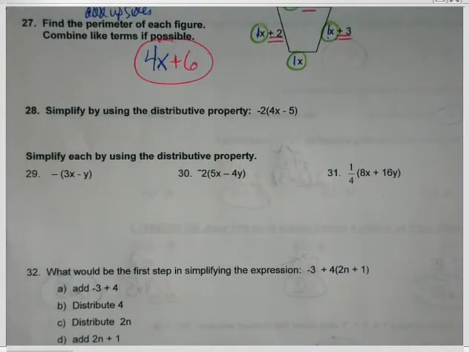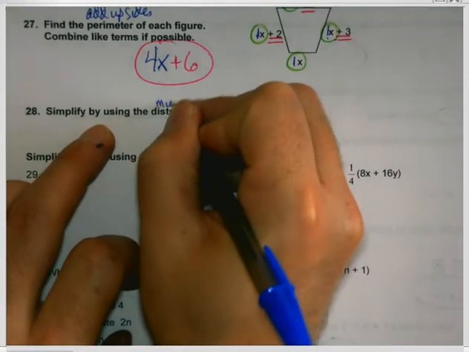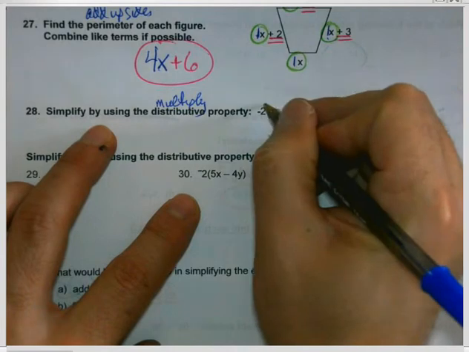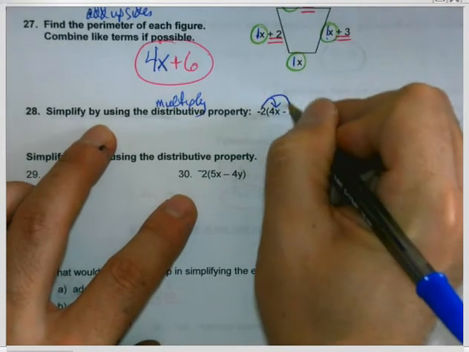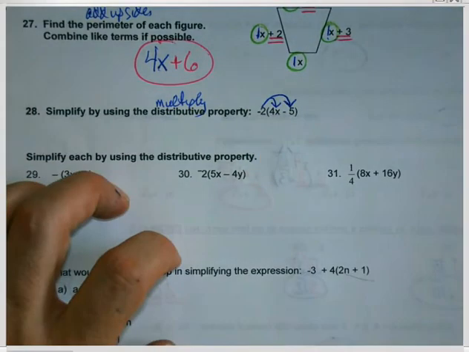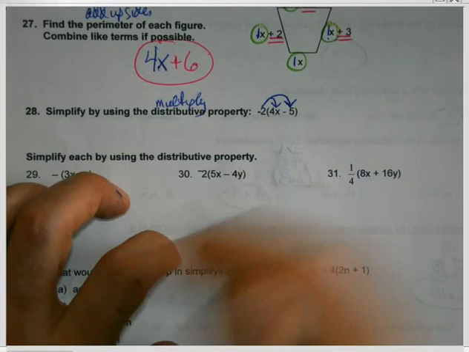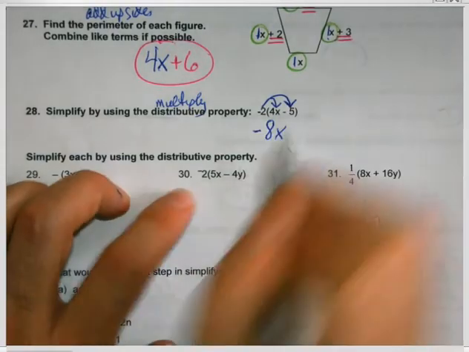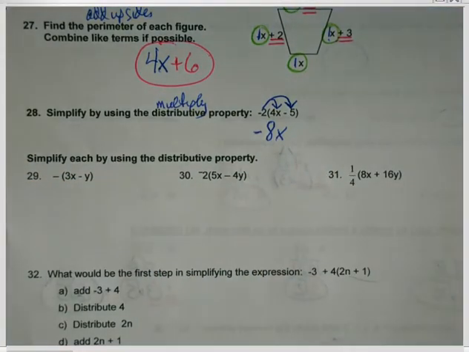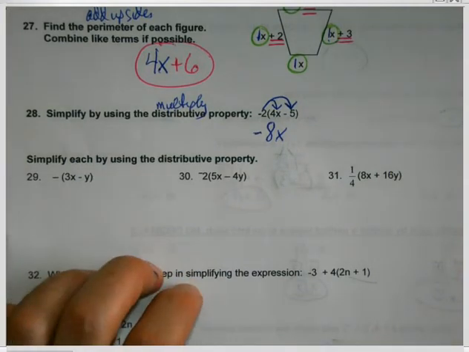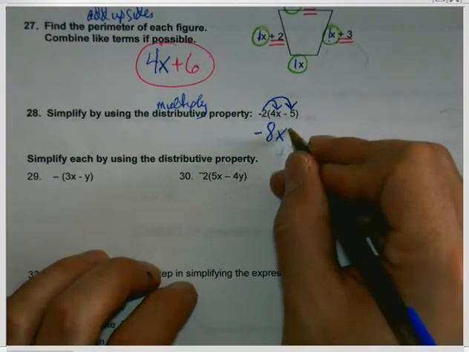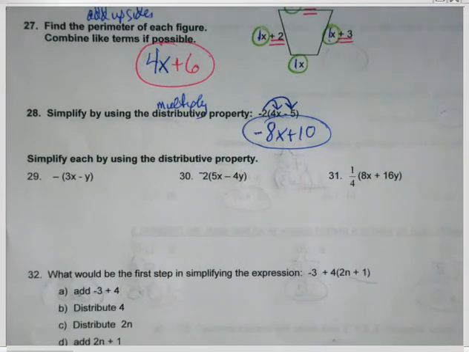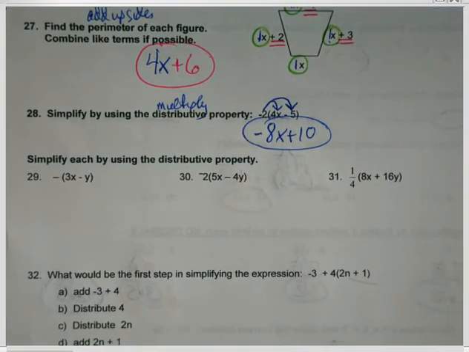So simplify using the distributive property. When you distribute, remember, we're going to multiply. So we're multiplying -2 times each of those numbers. So what's -2 times 4 going to be? -8. -2 times -5, +10. Nicely done. So are you paying close enough attention with signs?